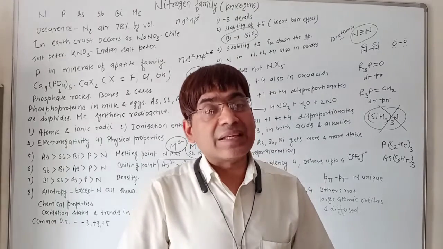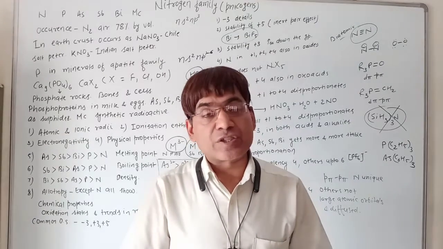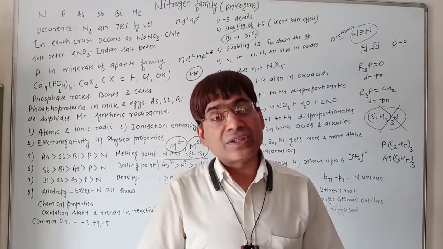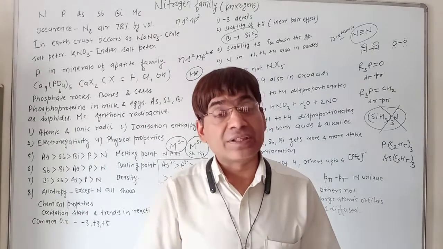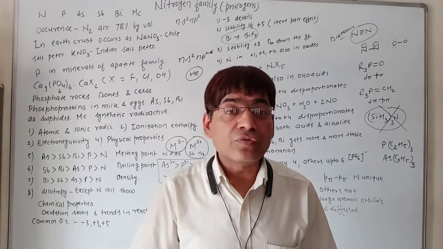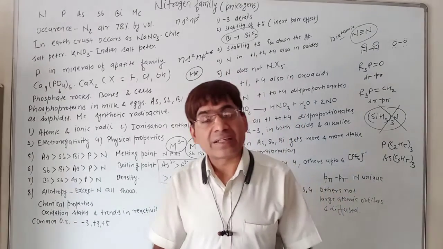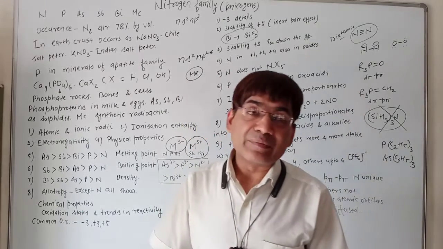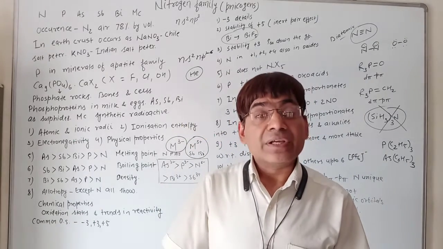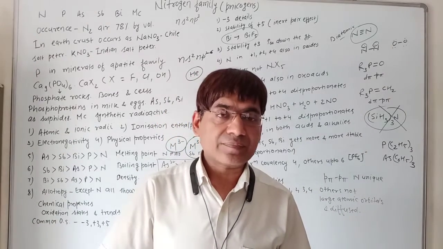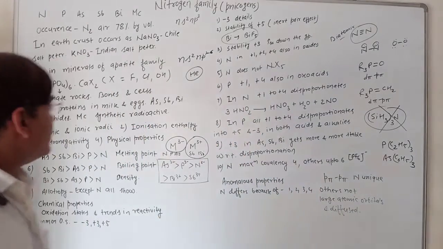So bismuth is expected to have the least ionization energy, but its second and third ionization energy is more than that of antimony. Fine. So the second and third ionization energy is least for antimony rather than bismuth. In first ionization energy, no exception is seen. Clear?